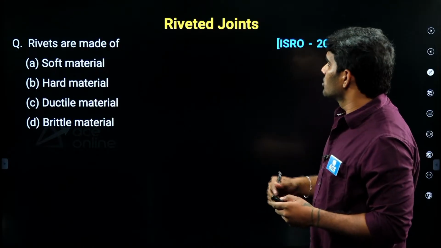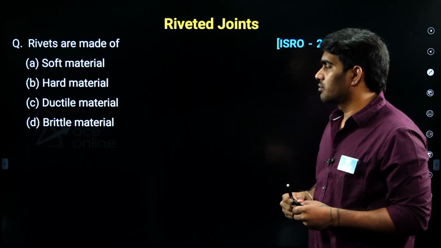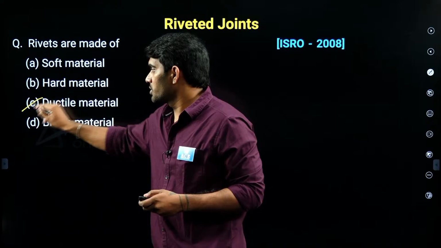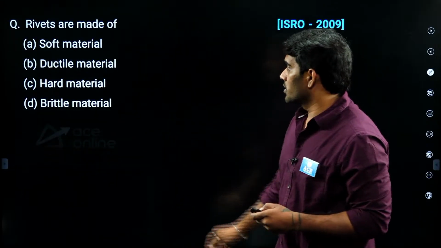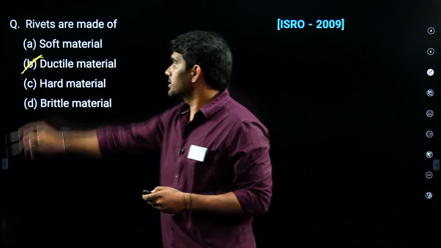So here rivets are made of, we know that a rivet is generally made of ductile material. The answer here is B.